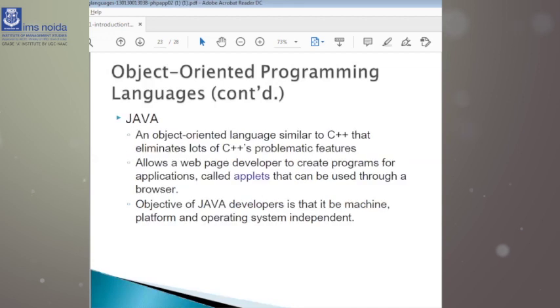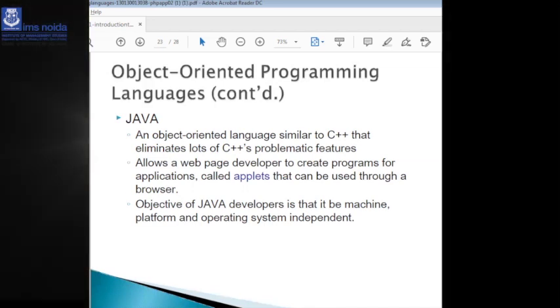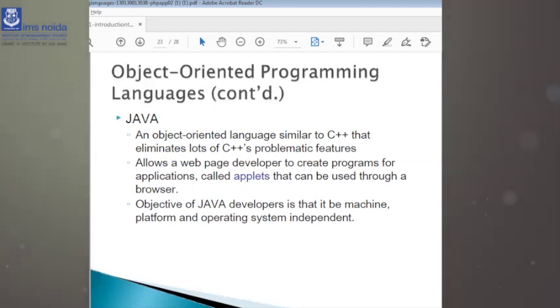But Java is a fully object-oriented programming language. Java is an object-oriented language similar to C++, and it eliminates lots of C++ problematic features, where lots of OOP features have been added in Java.